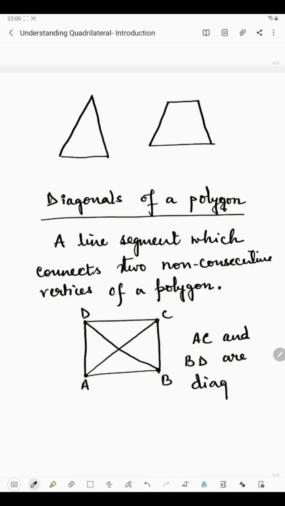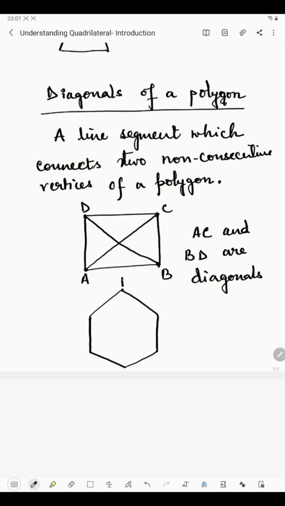In figure PQRSTU, PS, SU, SQ, RT, RU, RP and QT and PT are diagonals.